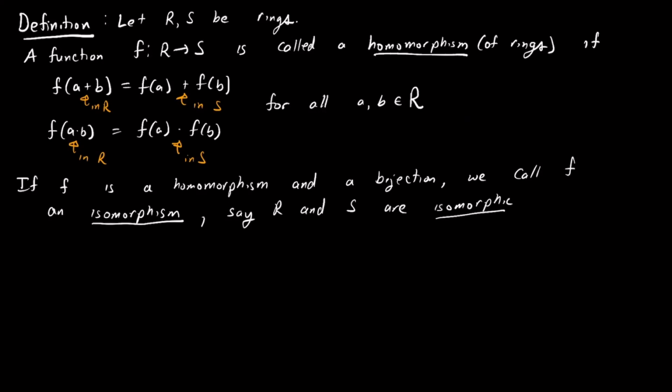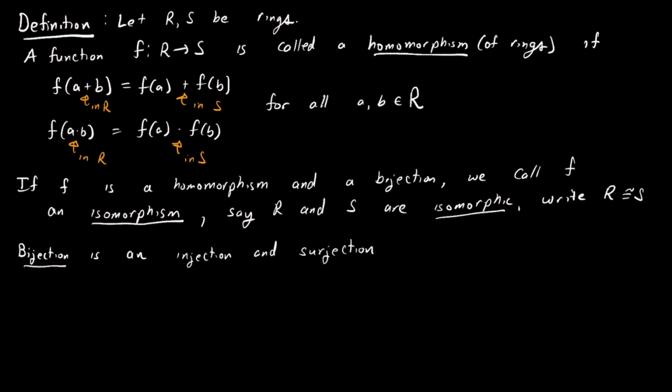So if we have an isomorphism between R and S, we're going to say that R and S are isomorphic, and we have a symbol for it. We'll say R is isomorphic to S. This will be our symbol. So this is how we're going to indicate that two rings are isomorphic to one another.